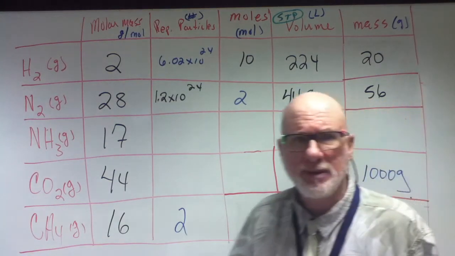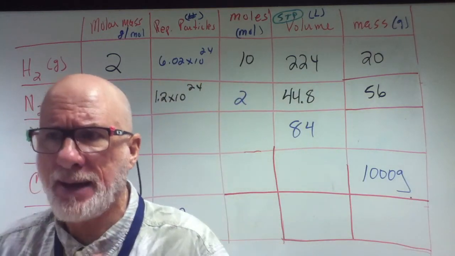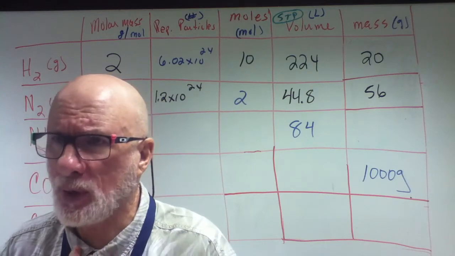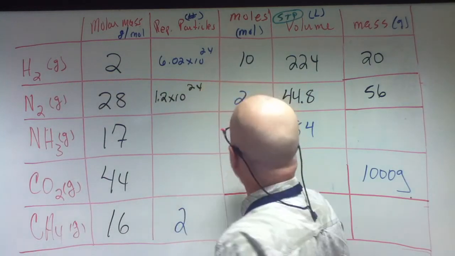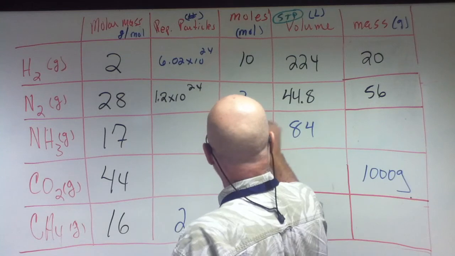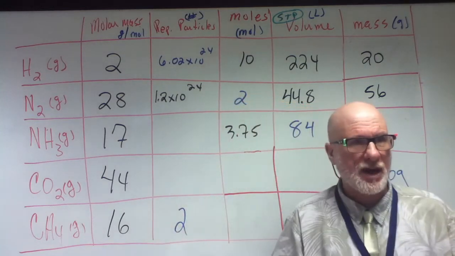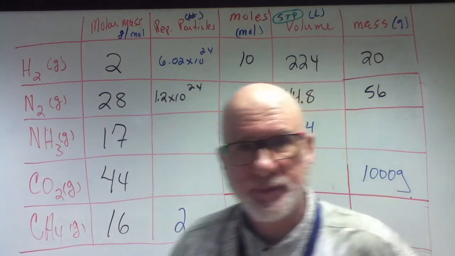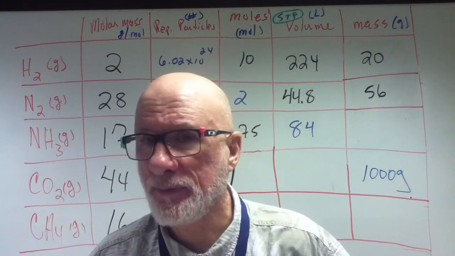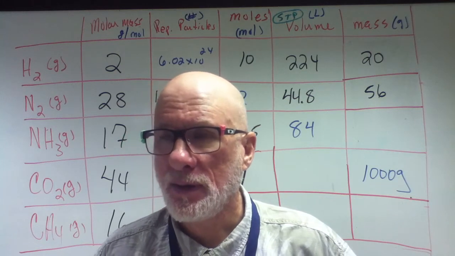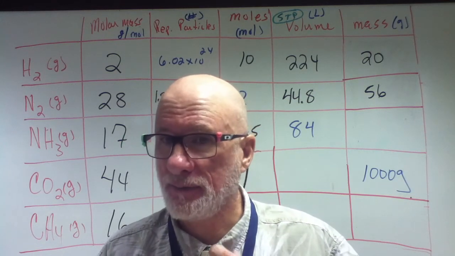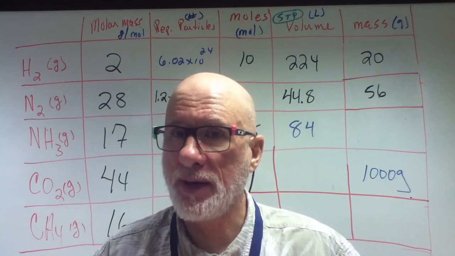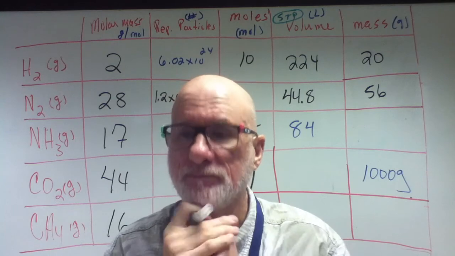84 is the volume. 84 liters. How many moles is that? 3.75. Is that correct? Okay. So what's 3.75 moles, right? Can you tell us how you found it? How I found it? I didn't find it. Somebody else found it and told me about it. Who found it? Armindo, explain to Baslin how you found it.